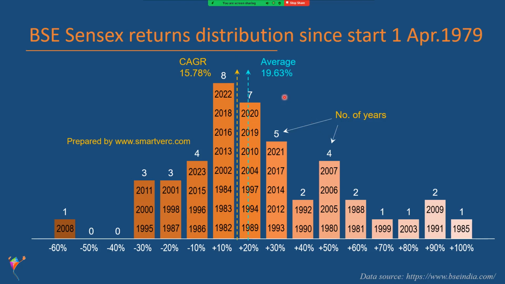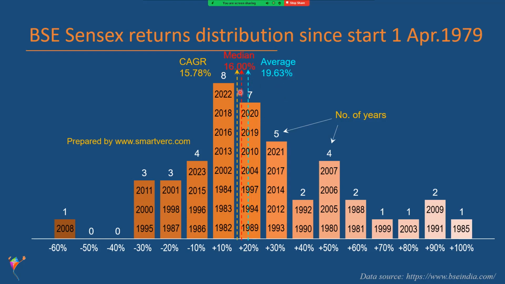Average returns, as I'm sure you all know the difference between average and CAGR. CAGR is the most appropriate one to consider, but here our intention is something different. I will show you why I am showing you the average returns. Average returns are 19.63%, and the median is 16%.